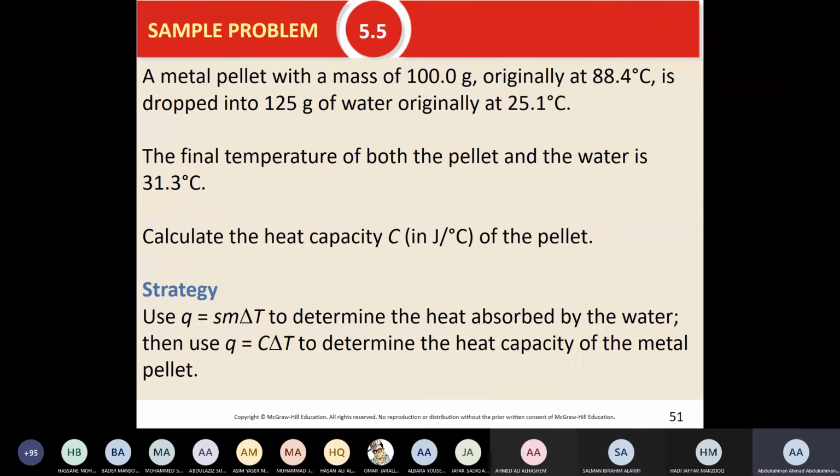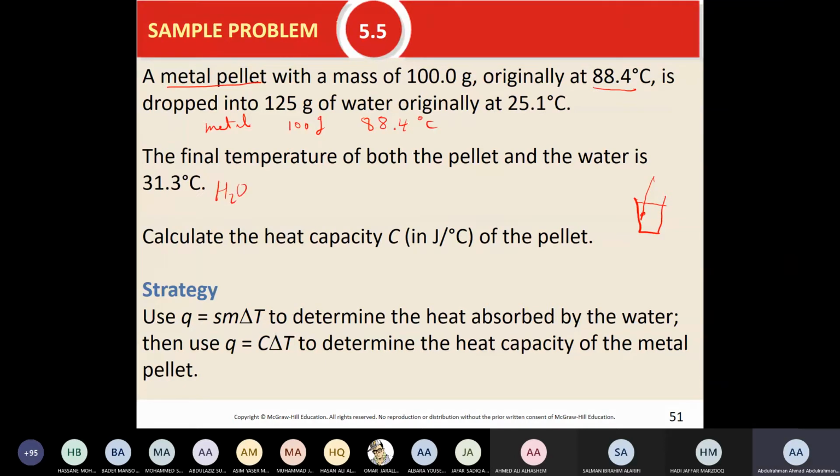Good. Let's solve this problem very quickly. We have here a metal pellet. So we have the same cup calorimeter, and we have the thermometer here, and we have a metal pellet, a piece of metal with a mass of 100 grams. So the metal was 100 grams, originally at 88.4 degrees C. Okay, it's dropped in water.